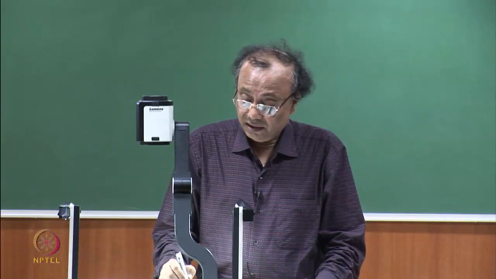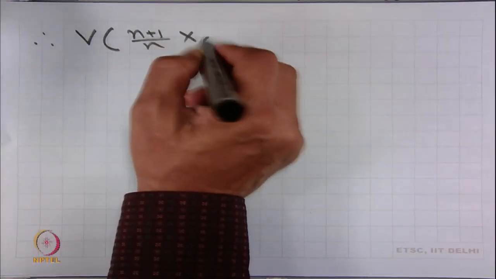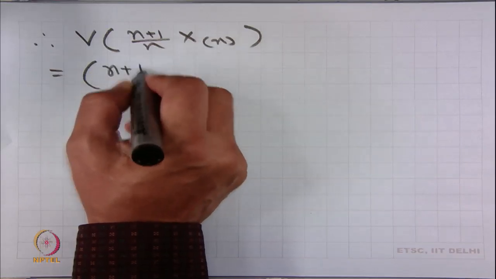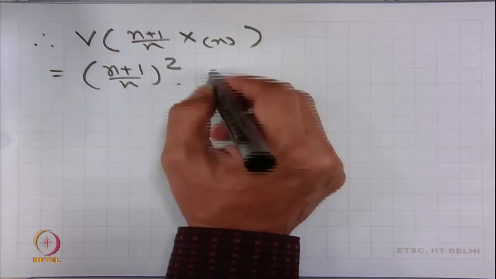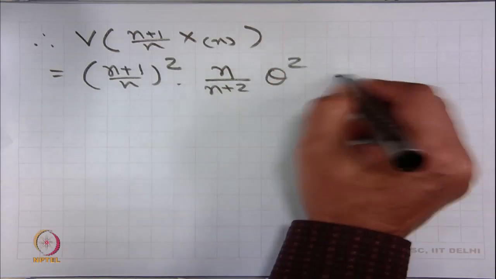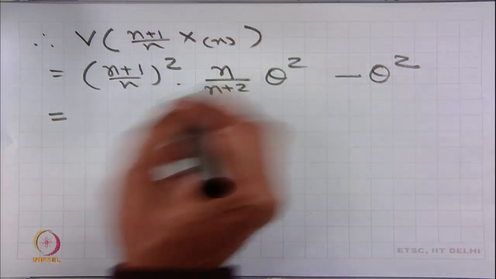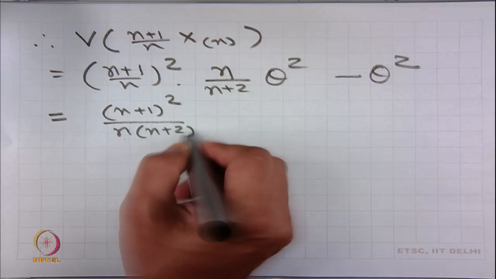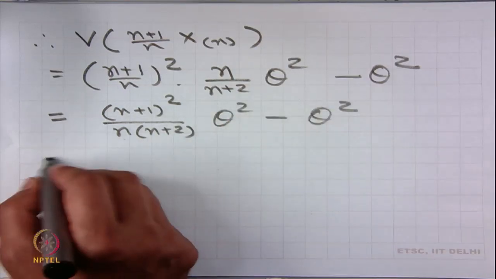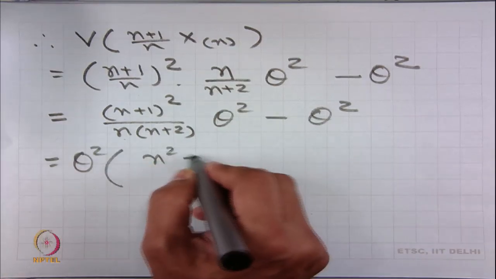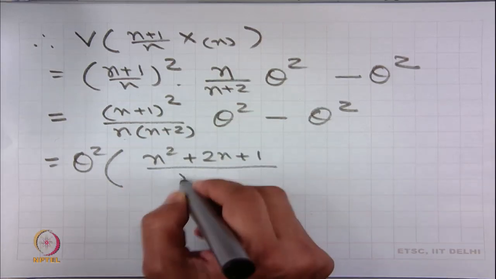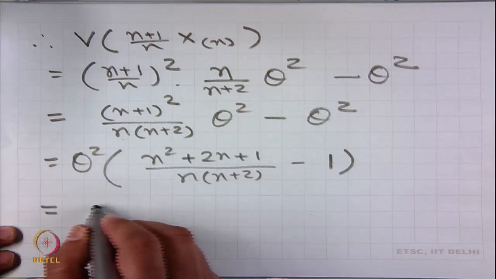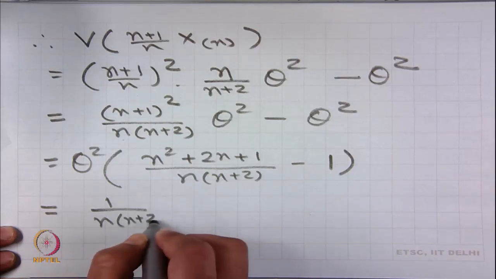Therefore, variance of (n+1)/n times X_max is equal to ((n+1)/n)² times n/(n+2) θ² minus θ², which is equal to (n+1)²/(n(n+2)) θ² minus θ², which is equal to θ² times (n²+2n+1)/(n(n+2)) minus 1, which is equal to 1/(n(n+2)) θ².